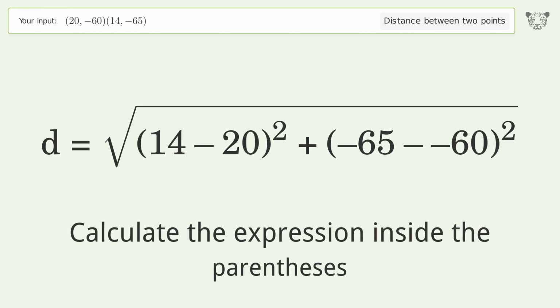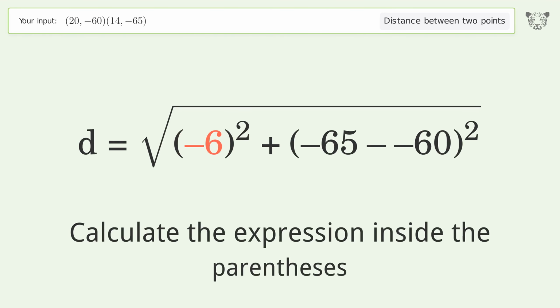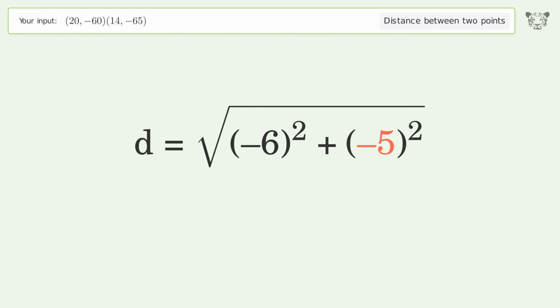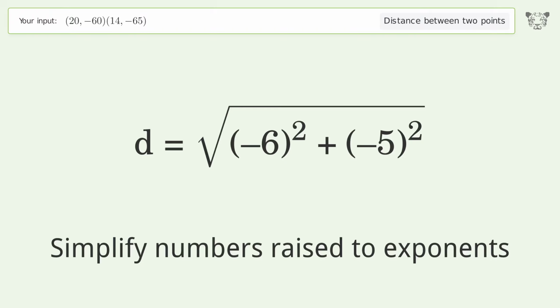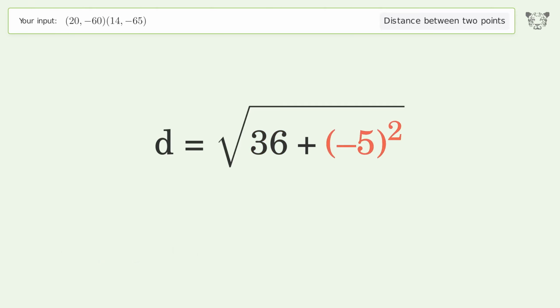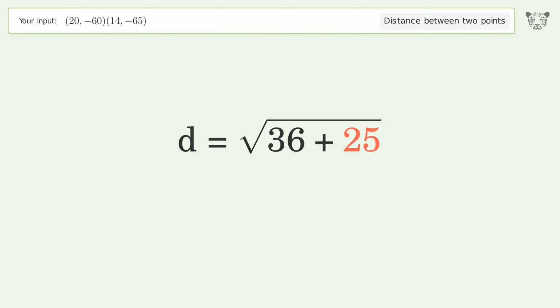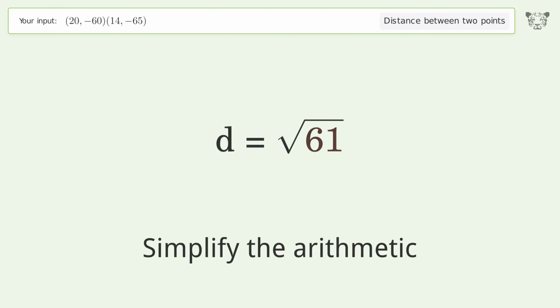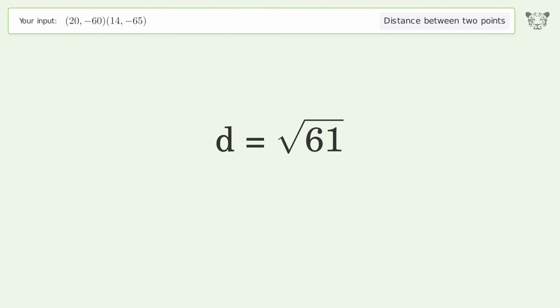Calculate the expression inside the parentheses. Simplify numbers raised to exponents. Simplify the arithmetic. And so the distance between the 2 points is the square root of 61, or 7.81.